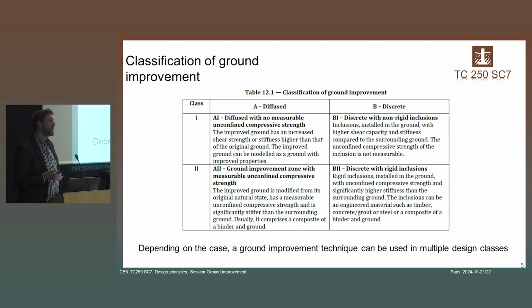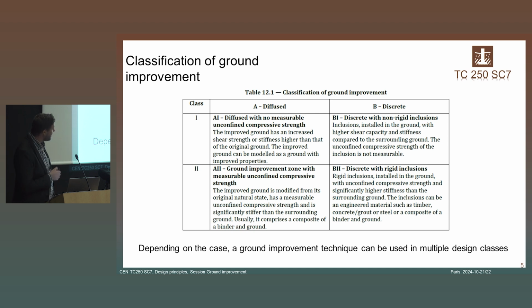Up to now, we had only classification of ground improvement based on execution techniques, based, for example, on the work of the ISSMGE TC211, with a classification considering the nature of the way the soil is improved. And to the best of my knowledge, this is the first time that we have a classification of ground improvement based on the way the design will be done. And that's a good thing, I believe.